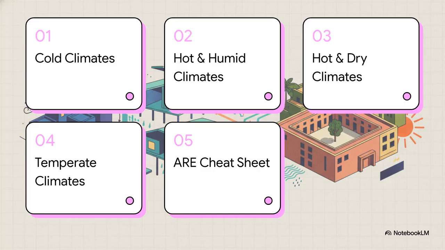Okay, so here's the game plan. We're going to hit cold climates, then hot and humid, hot and dry, and temperate climates. And at the very end, I've got the ultimate ARE cheat sheet for you. Sound good? Let's get into it.